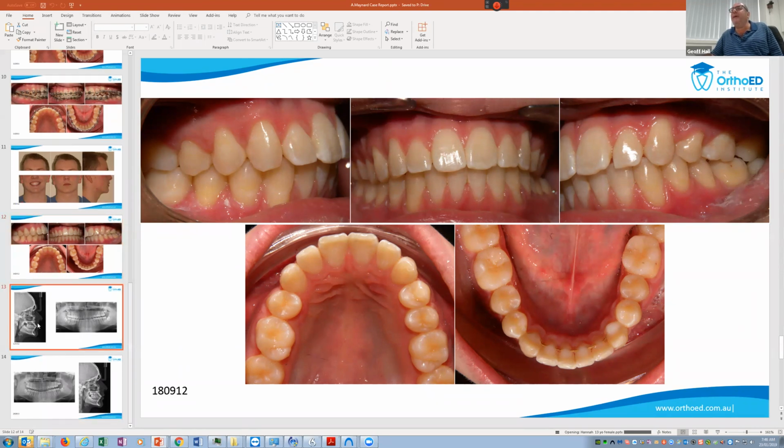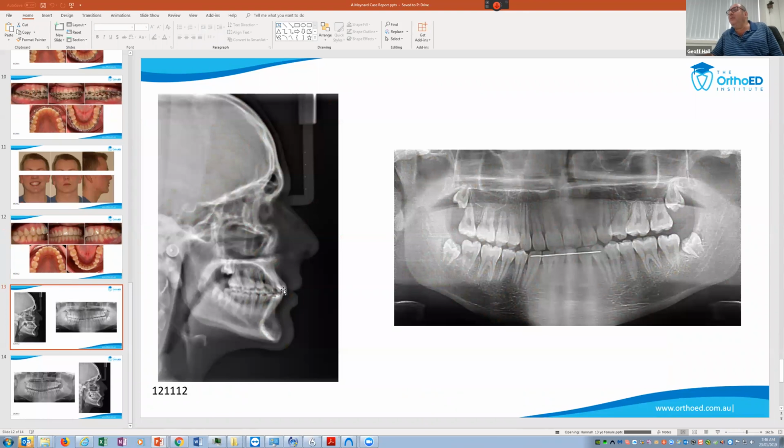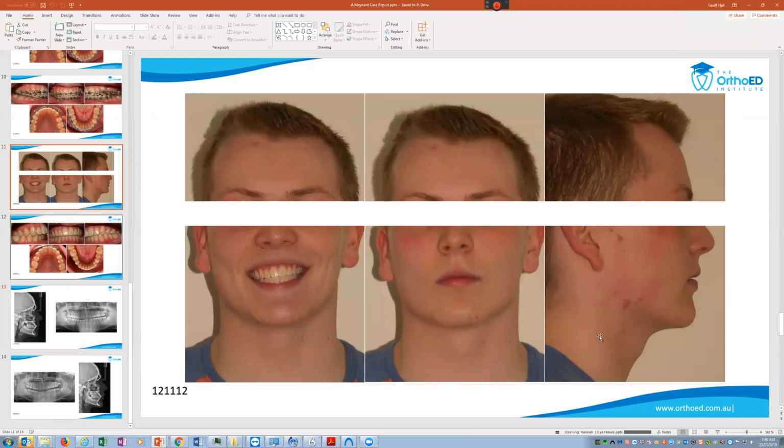But when you look at the Ceph, the lower incisors are a little bit proclined, but he's got a pretty good facial profile. He does not look Bimax at all there. In fact, quite the opposite, I think. And that's why I keep saying to you guys, you would have made him really flat. Oh, yeah, absolutely.